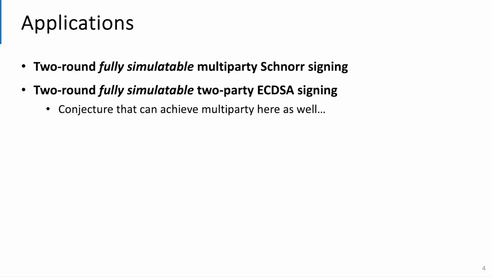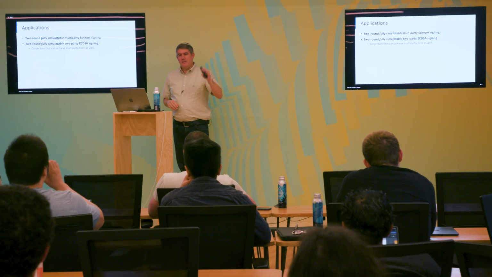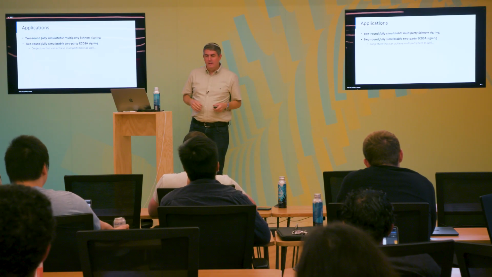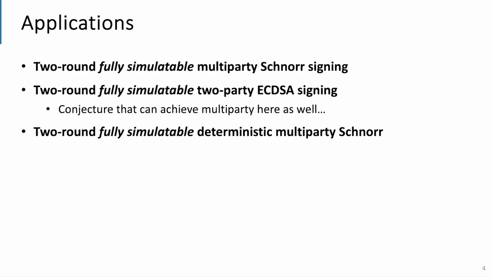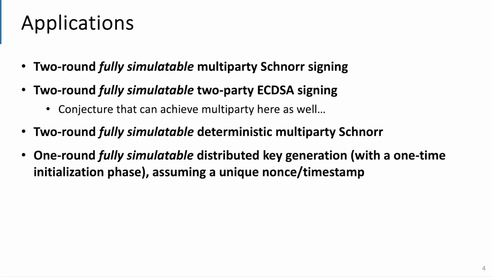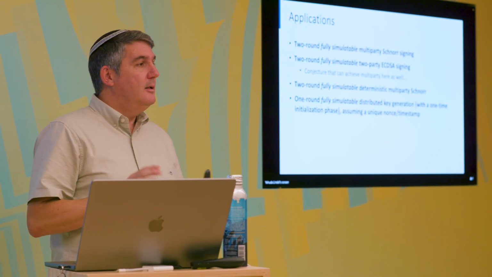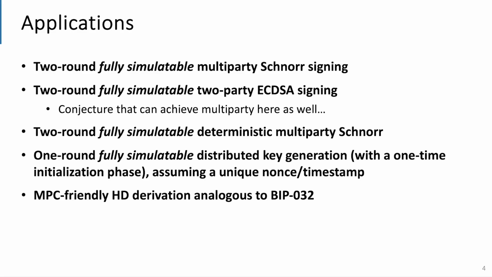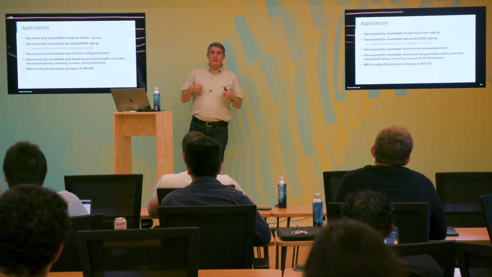The second is a two-round, fully simulatable two-party ECDSA signing protocol. I conjecture that we can do multi-party as well, but I haven't done the work, and I'm assuming that something like with Abi's protocol, we could plug it in and do that. Third, two-round, fully simulatable deterministic multi-party Schnorr. Not perfect on the threshold part, but without the threshold for sure. Fourth, one-round, fully simulatable distributed key generation. You need some sort of unique nonce or timestamp for that, but in practice, that's absolutely fine for key generation. Fifth, MPC-friendly HD derivation like BIP32, but MPC-friendly so that I can also verify that I'm doing the correct thing.